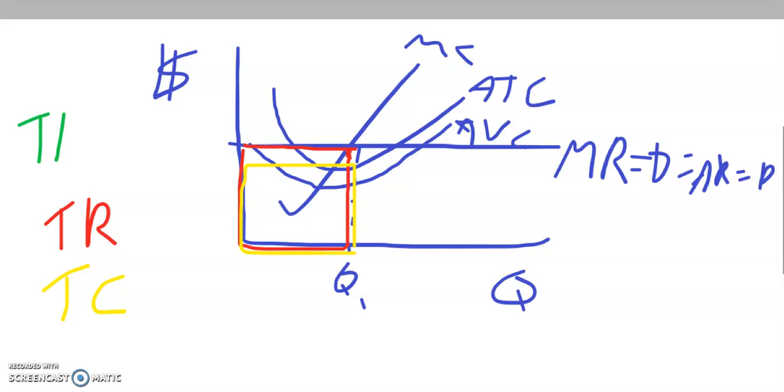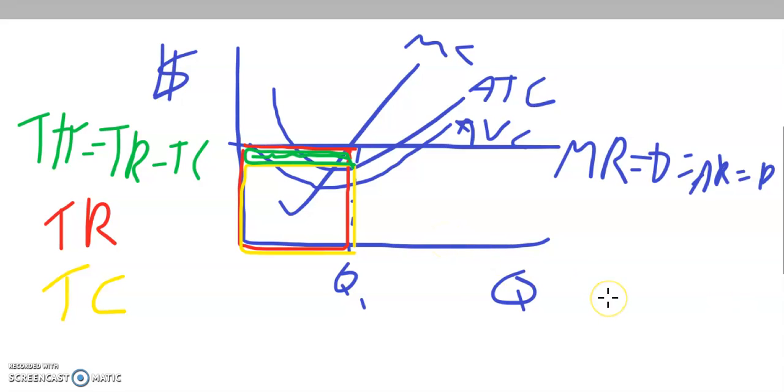your total profit equals your total revenue minus your total cost. Remember, profit is a pie, right? So if I take that red box and subtract out that yellow box, what I'm left with is this green rectangle in between the two. That takes up that entire spot right there. That green rectangle is my total profit. And in this case, the firm is making a profit, so that value is going to be a positive number. So that's a firm making a profit.